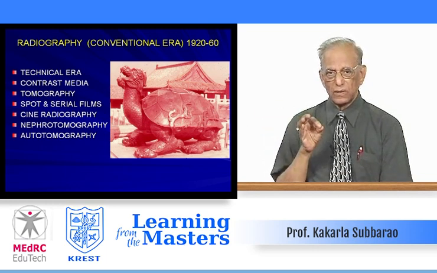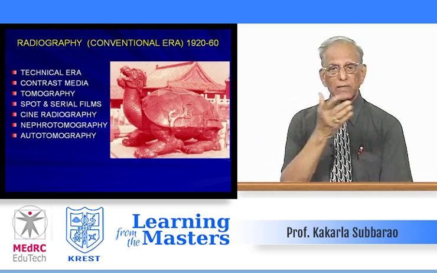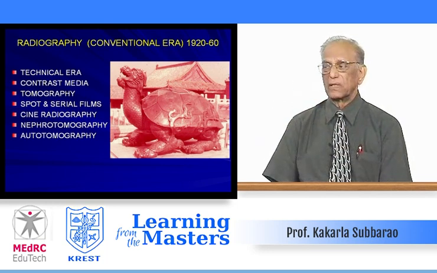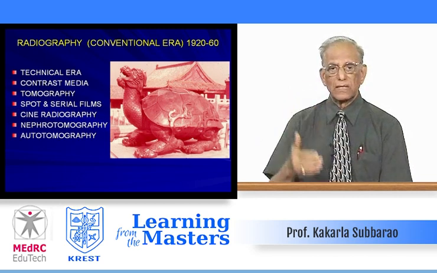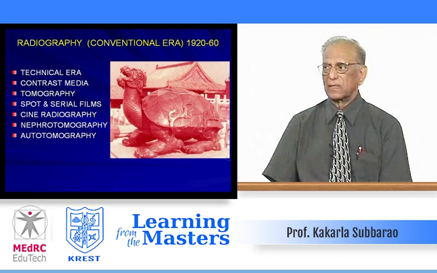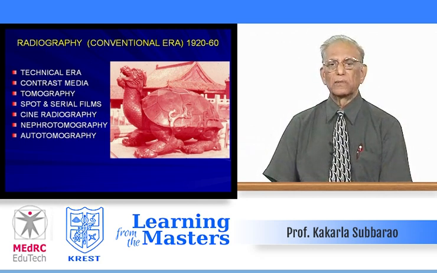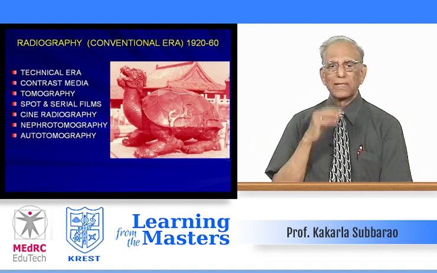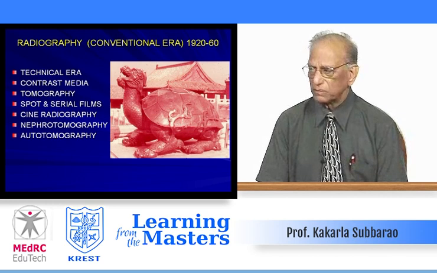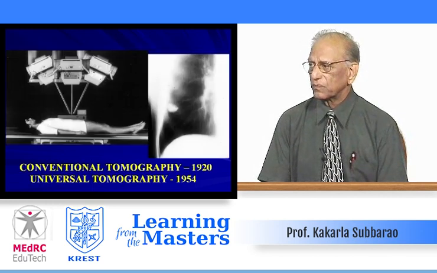Again, with fluoroscopy, you may not catch it on radiography by the time it is delayed. So spot and serial film radiography, cine radiography to study the dynamic physiology of the urinary, GI and other tracts, nephrotomography and autotomography, not using the machine but using the movements of the head and neck, for example. By oscillating the mandible, you can study the C1, C2 joint, odontoid process.